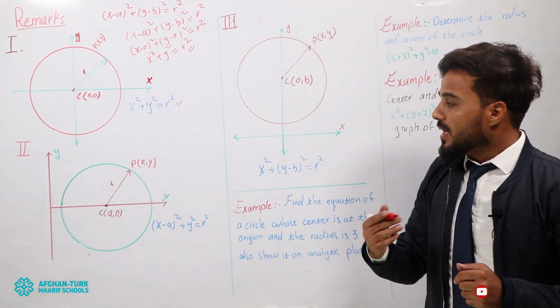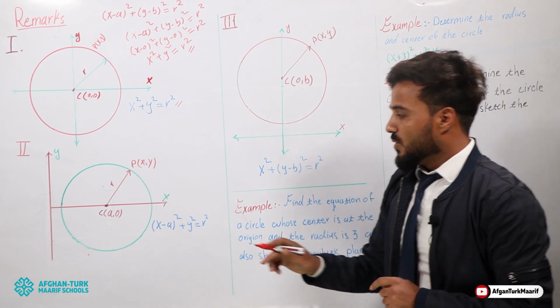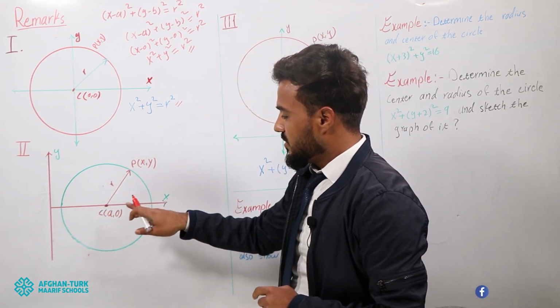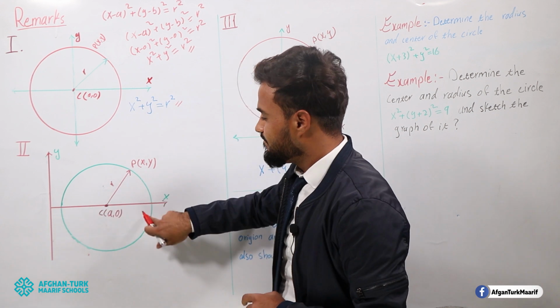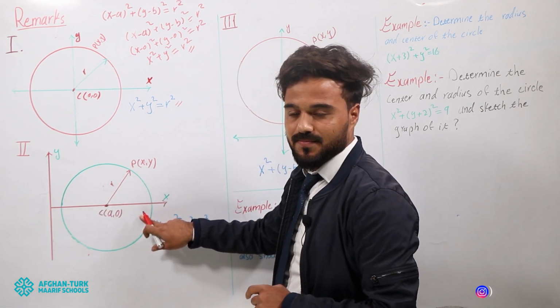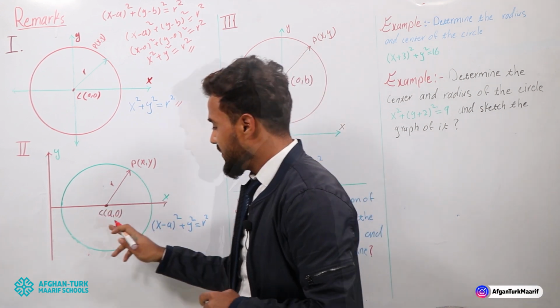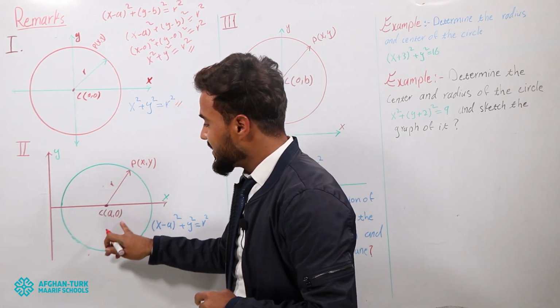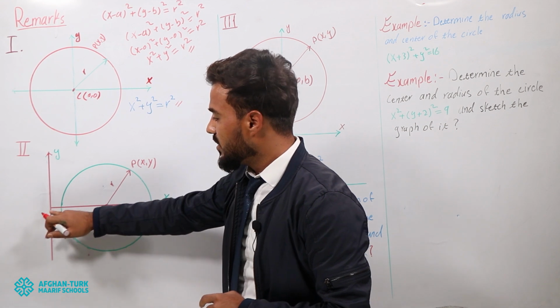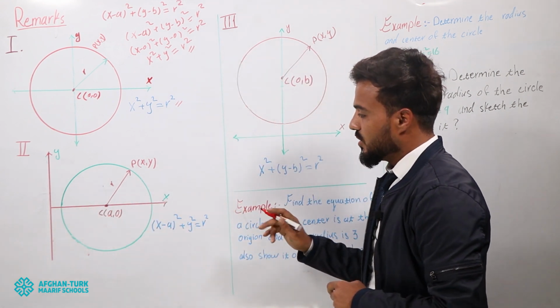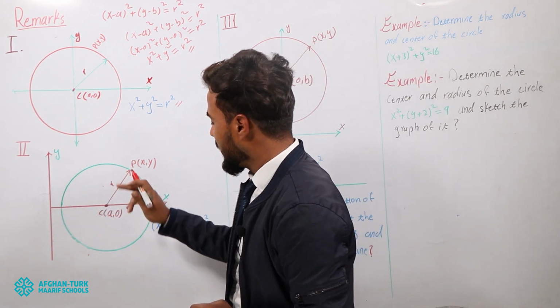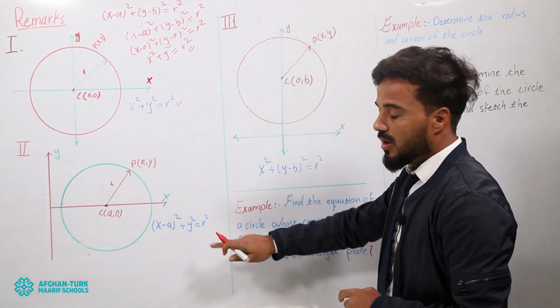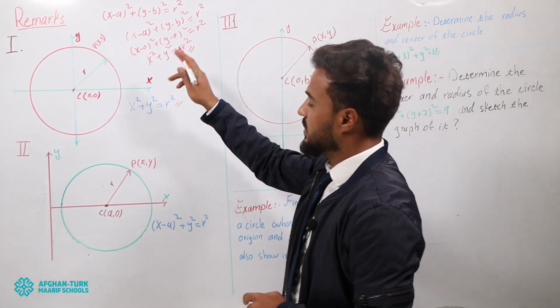Second case: if you have a circle whose center is located on the x-axis, it means that here a can be any number, but b is 0, because y is 0 on the x-axis. So for this kind of circle we can write this equation. Also we get this equation from our standard equation.